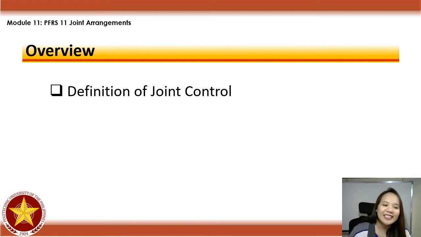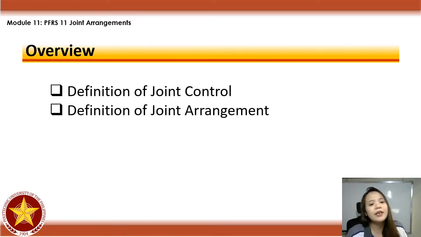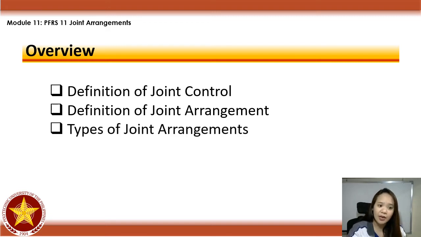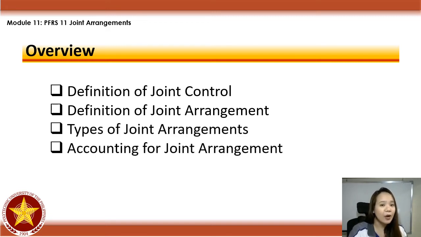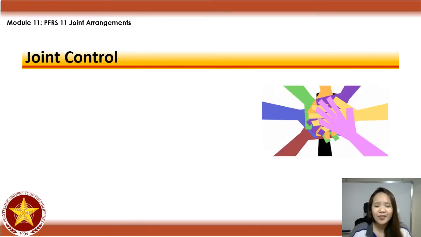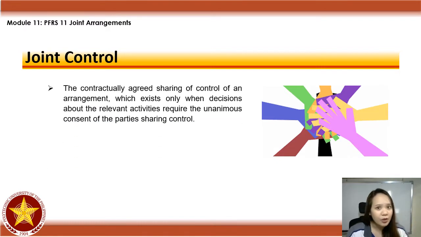So, we'll discuss ano ba yung joint control, the definition from PFRS 11, and then what's a joint arrangement, types, and how do we account for joint arrangements. Okay? For the definition of the joint control, ito yung definition based on PFRS 11. Ang keywords na makikita mo dito is the sharing of control and unanimous consent. So, dapat daw merong sharing of control and unanimous consent.